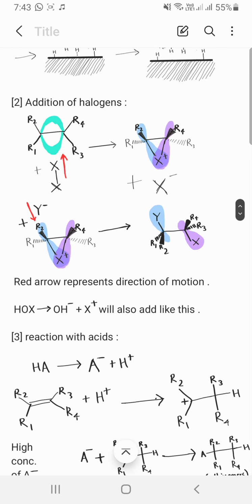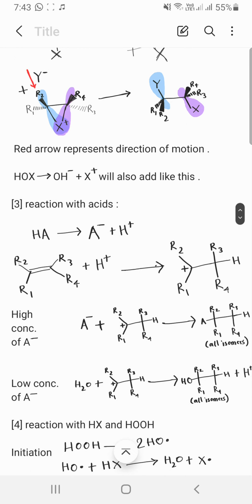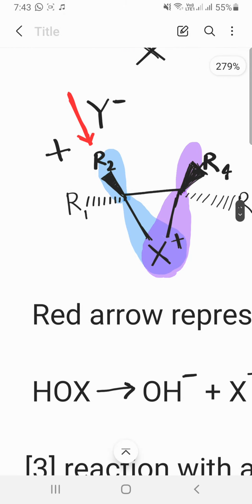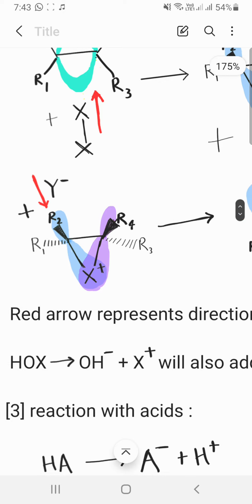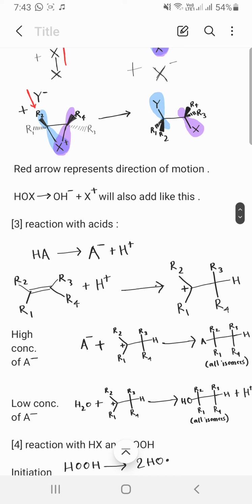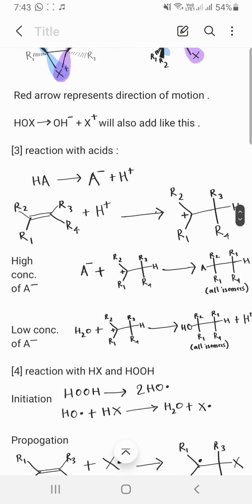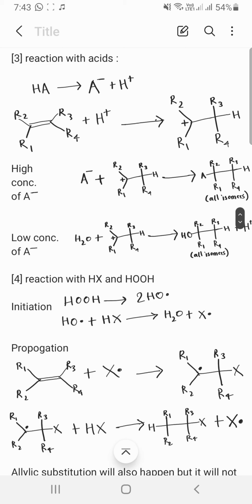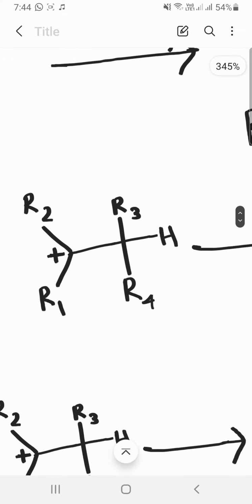This is fine. Addition of halogens, well-known mechanism. This halonium ion, or whatever it's called, gives a stereospecific product. I shouldn't say preserve or whatever. Okay, fine. Reaction with acids: alkenes just add acid through this mechanism. So if there's high concentration of A-, then this species can react with the A- that's roaming around.